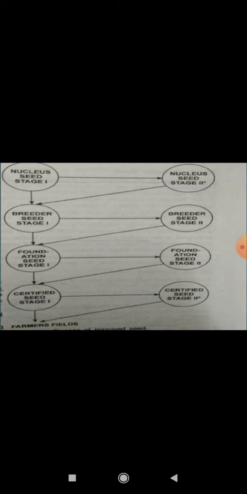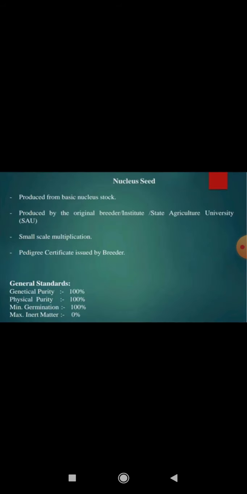It is shown in the diagram that nucleus seed stage 1 has its sub stage, that is nucleus seed stage second, and it is the progeny of the breeder seed stage 1, which is used to produce breeder seed stage second, and breeder seed stage second is the progeny of the foundation seed stage 1. Again, it is used to produce the foundation seed stage second, which is the progeny of the certified seed stage first, and it is used to produce the certified seed stage second. Then it comes to the farmer's field. So the first one is nucleus seed.